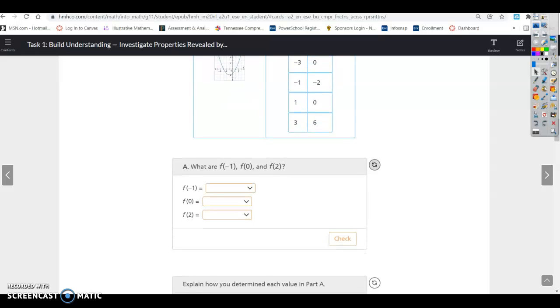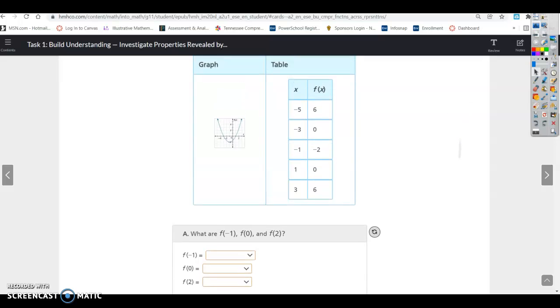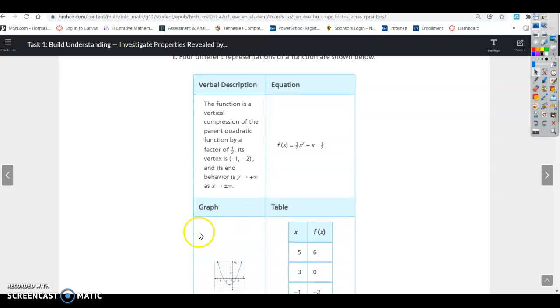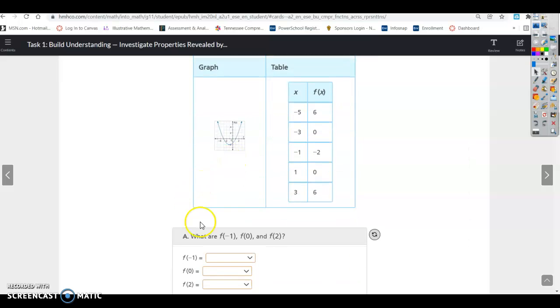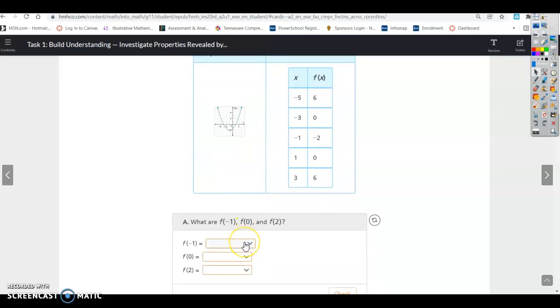It says, what are f of negative 1, f of 0, and f of 2? So let's look above. f of negative 1: when your x is negative 1, what is your y value? We can locate that from the verbal description because it gives us a vertex of negative 1, negative 2. So when x is negative 1, the y value is negative 2.